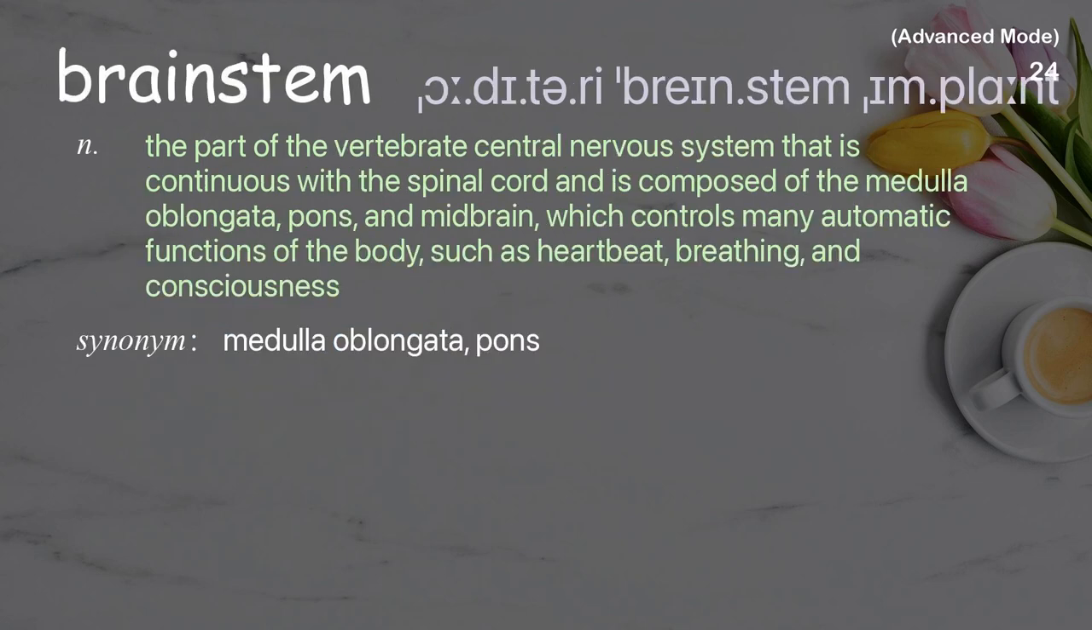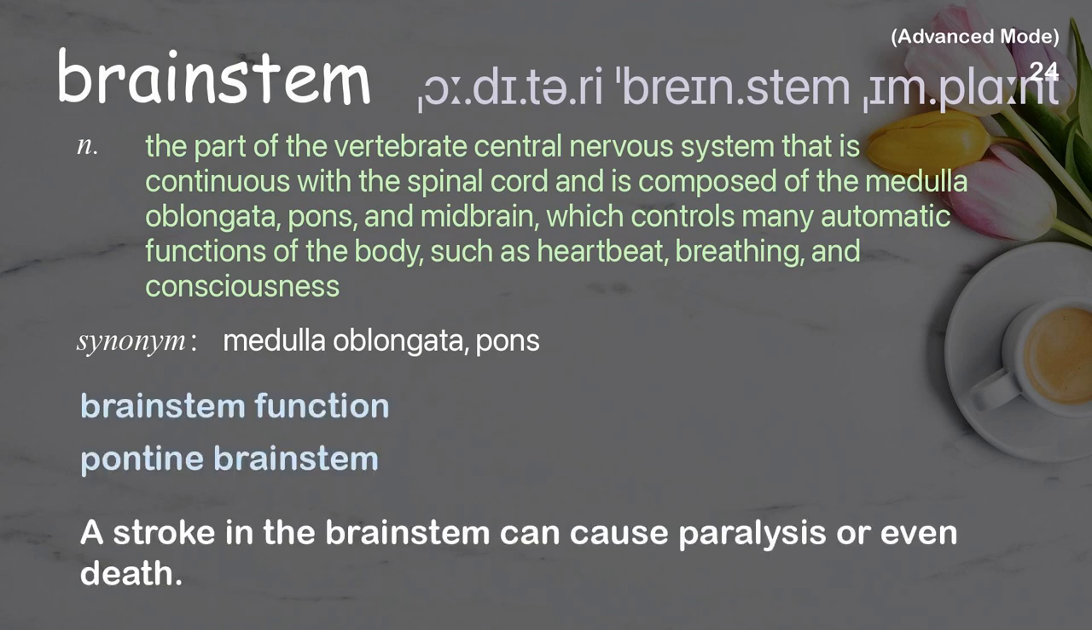Brainstem. The part of the vertebrate central nervous system that is continuous with the spinal cord and is composed of the medulla oblongata, pons, and midbrain, which controls many automatic functions of the body, such as heartbeat, breathing, and consciousness. Examples: brainstem function, pontine brainstem. A stroke in the brainstem can cause paralysis or even death.